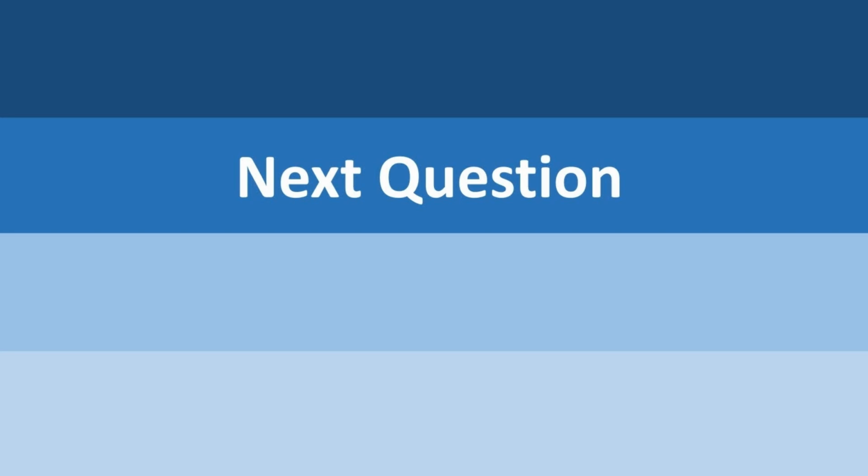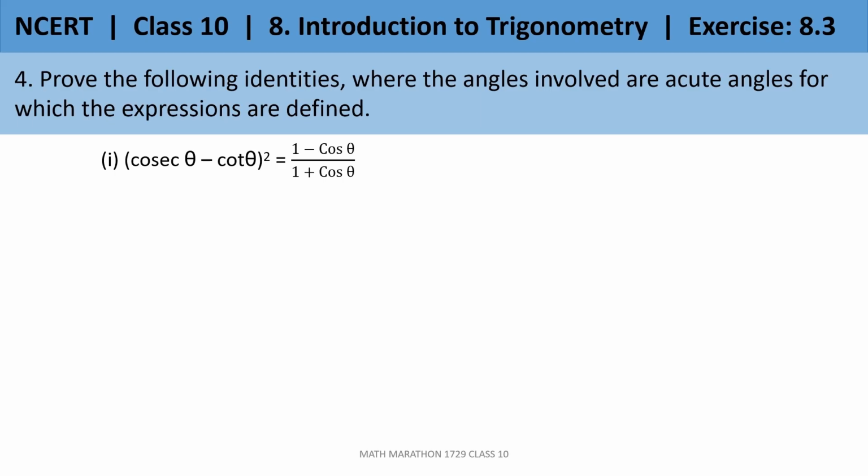So, the answer is option D, tan square A. Let us see the next question. Prove the following identities where the angles involved are acute angles for which the expressions are defined. Section 1. (Cosecant theta minus cot theta) whole square is equal to (1 minus cos theta) by (1 plus cos theta). Let us start from the left-hand side.